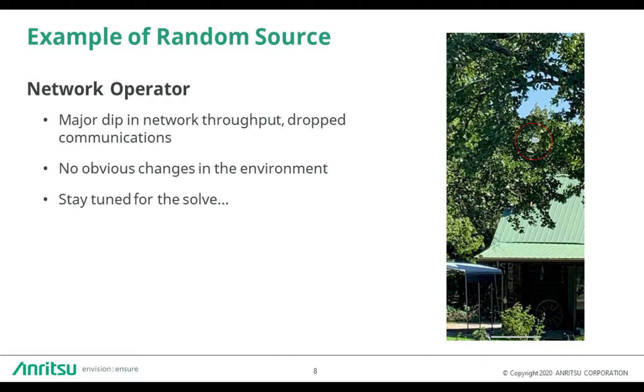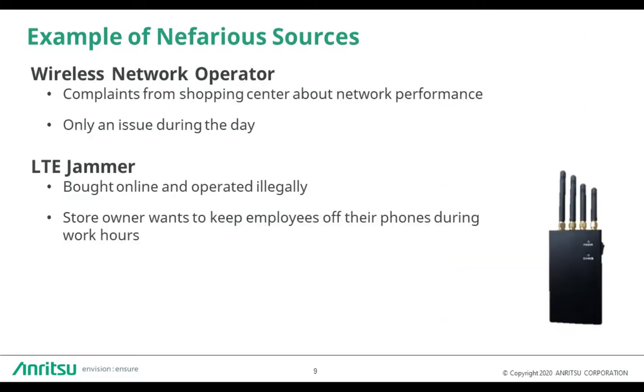A couple of examples. This one, I'm going to leave you hanging with a bit of a cliffhanger, but this is an example of a network operator. They were seeing dropped calls. They were seeing issues with their throughput, and there had been no obvious changes to their environment. They hadn't changed their network equipment. They didn't know of anybody else who had. There weren't any major changes in construction. And so I've teased it on the right, but stay tuned. I'll tell you about how spectrum analysis tools were used to find that one.